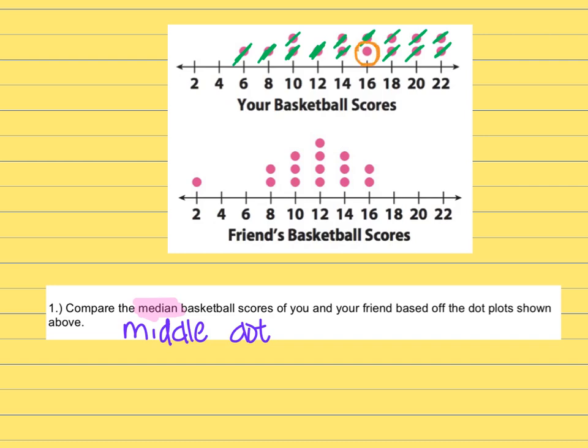So this circle right here, this is the median for my basketball scores. So I'm going to label that on the side. The median for myself would be 16 points was my middle score. Now I'm going to do the same thing for my friend. Remember, lowest to highest. I'm going to cross those off as I go through the graph.